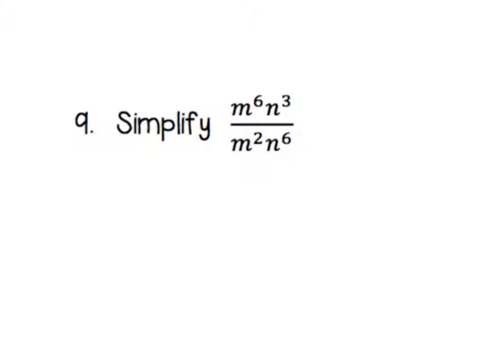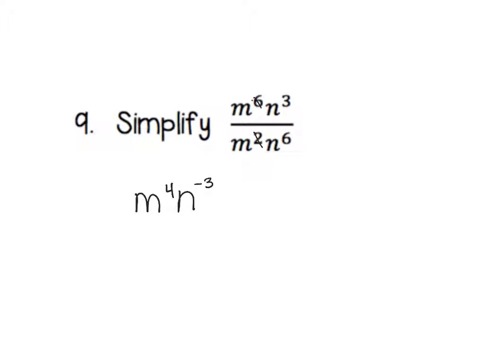For problem number 9, to simplify this, we will subtract our exponents because we are dividing. So we will subtract 2 from 6. So that leaves us with m to the 4th power. And then when we have n to the 3rd power and we subtract 6 from that, that leaves us with n to the negative 3rd power.